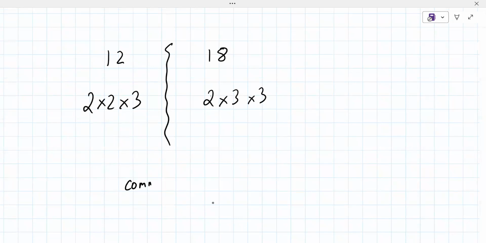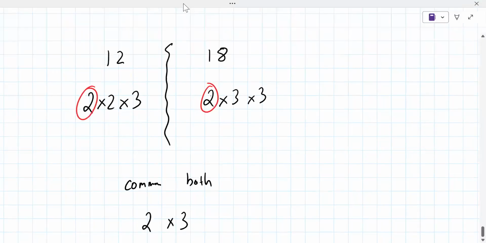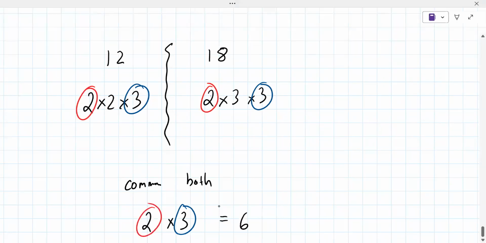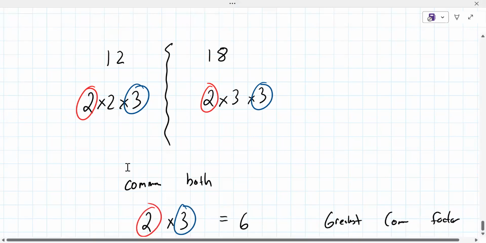Okay, now I'm gonna ask you some questions. What is common in both? What do both of them have? 2s and 3s. How many twos though? 1. And how many threes? 1. Okay, so what they both have, and sometimes the way you do this is you circle it. You say they both have a 2 and they both have a 3. What is 2 times 3? 6. Okay, so this is called the greatest common factor. Whatever is common between them gives you the greatest common factor.